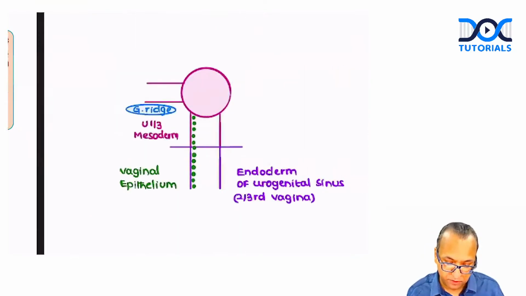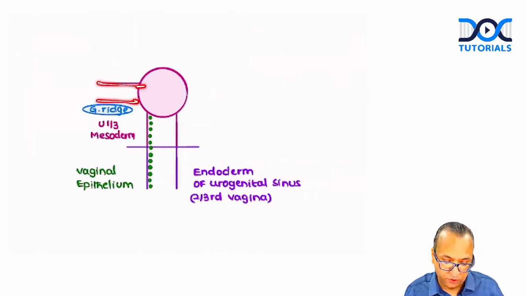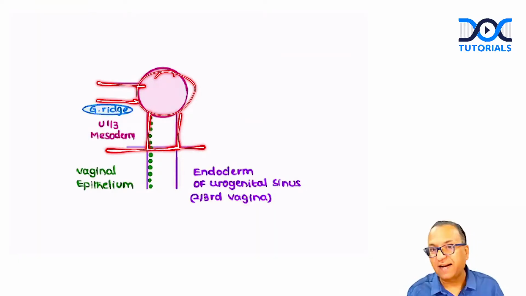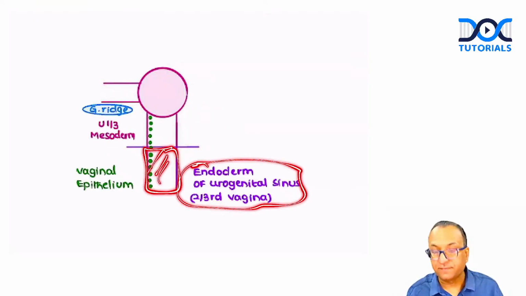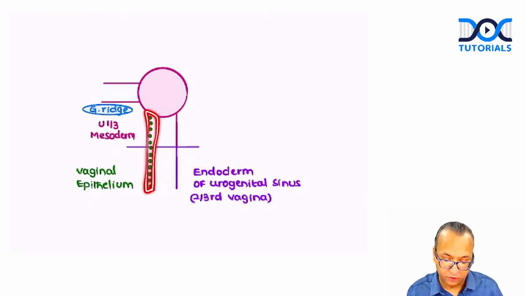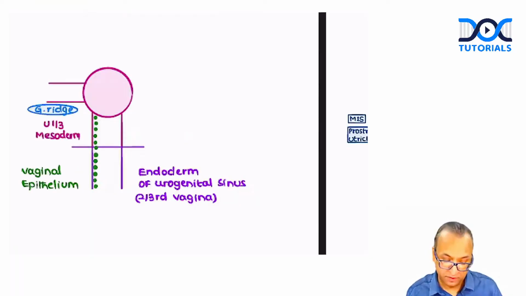I have a diagram also. If it is uterine tube, uterus, or upper 1/3 of vagina, then it is from the Mullerian duct. If it is the lower 2/3 of vagina, it is endoderm of the urogenital sinus. Vaginal epithelium, lower 2/3 is endoderm, though later it will encroach on the entire vagina.